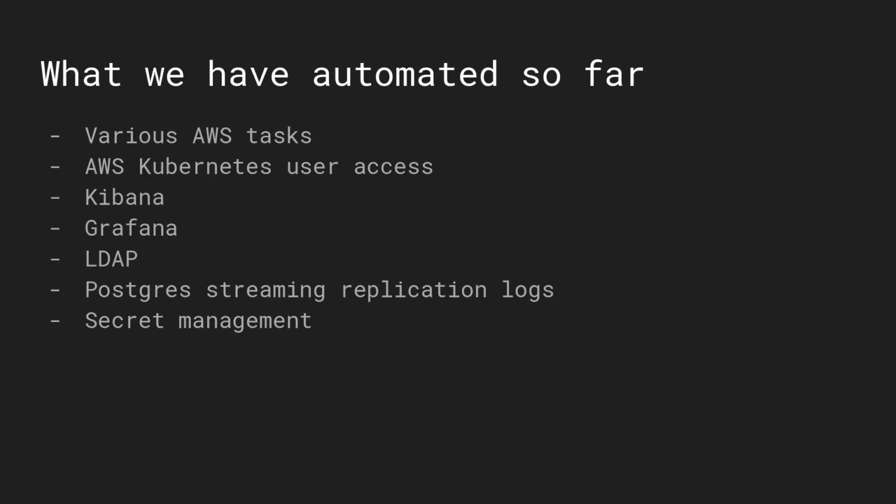So what we have automated so far: various AWS tasks, some AWS Kubernetes related user access, Kibana filter management, Grafana backups, LDAP, Postgres streaming replication, and some secret management. It's obviously an ongoing project.